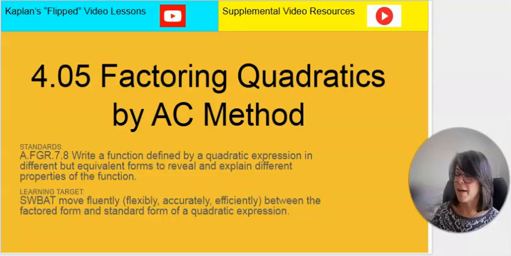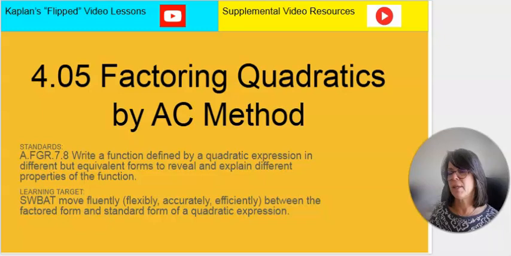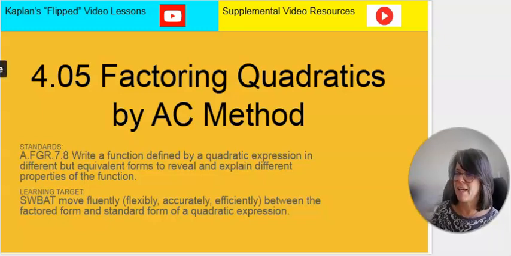Today we're going to learn to factor a special kind of polynomial called a quadratic. A quadratic is just a polynomial whose degree, the highest exponent, is 2. And we're going to do that using a method that some people call the AC method.